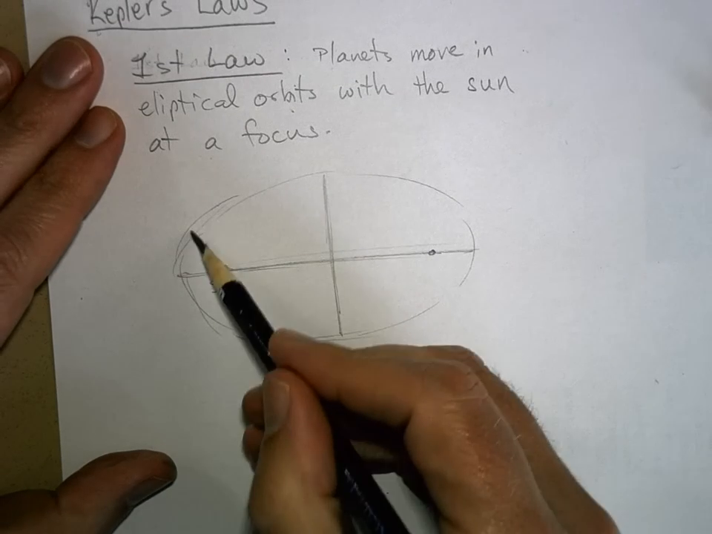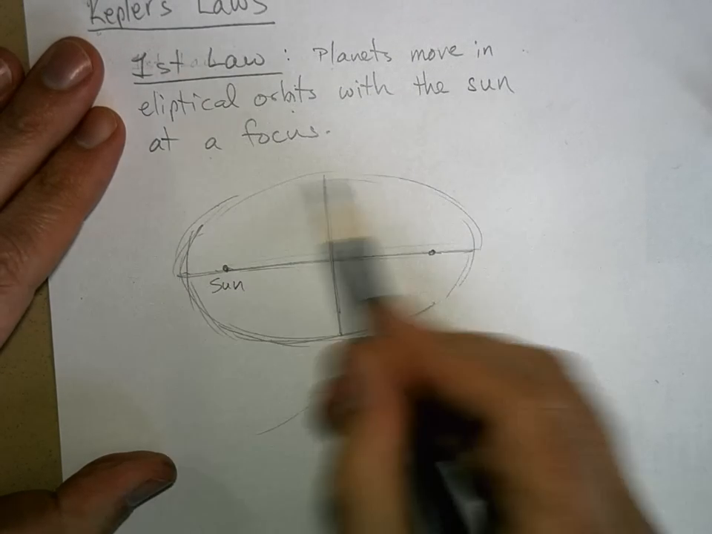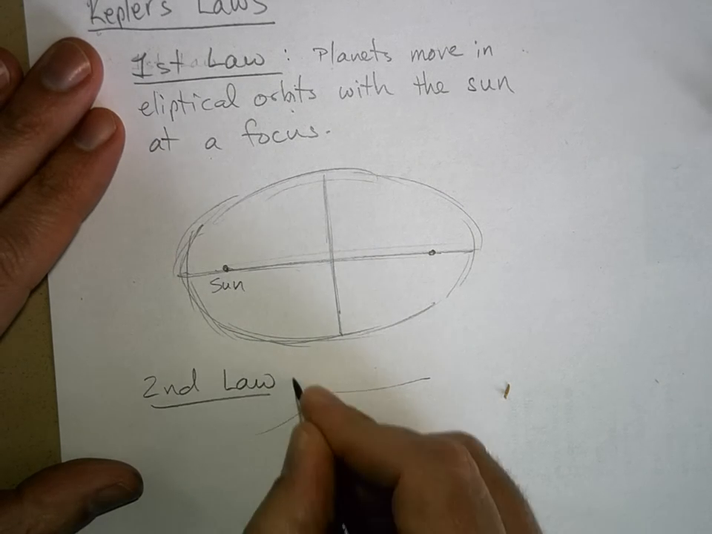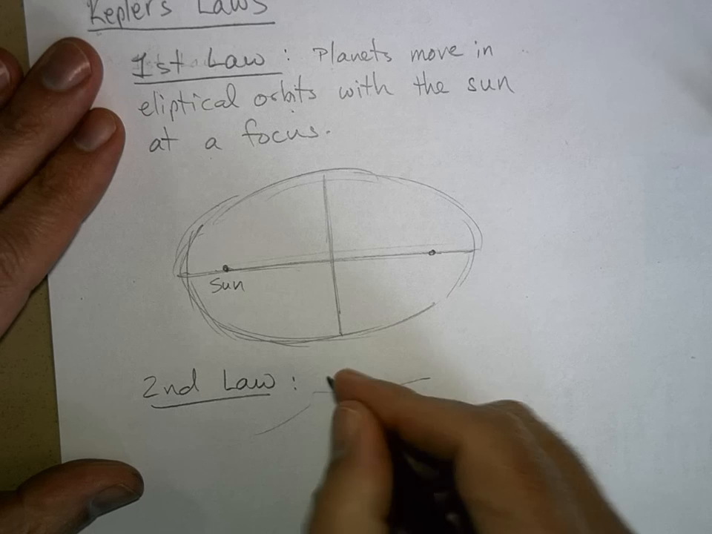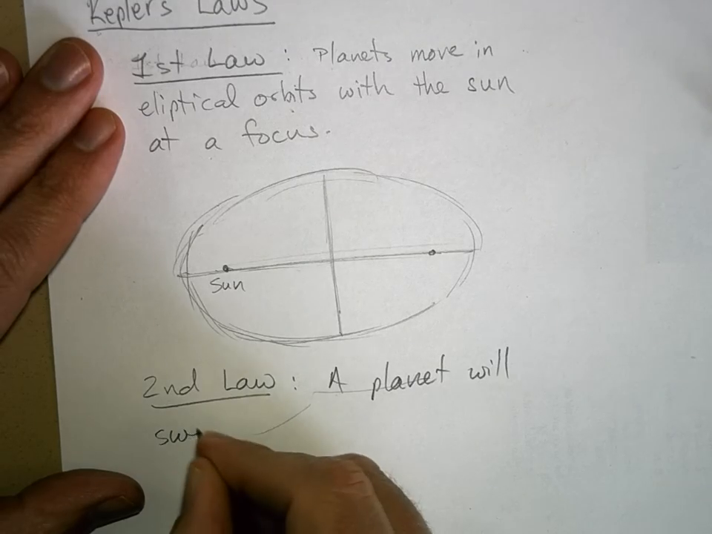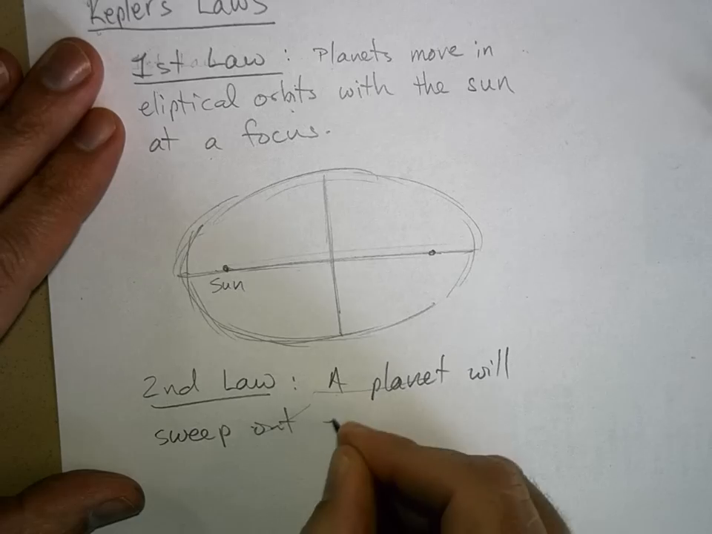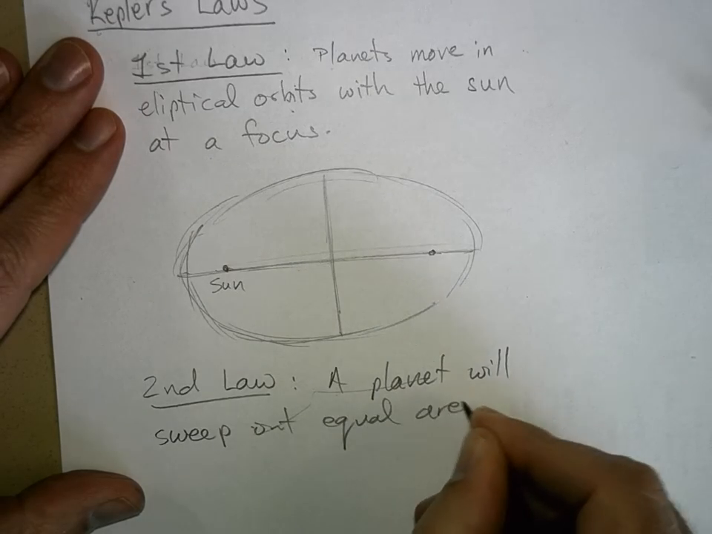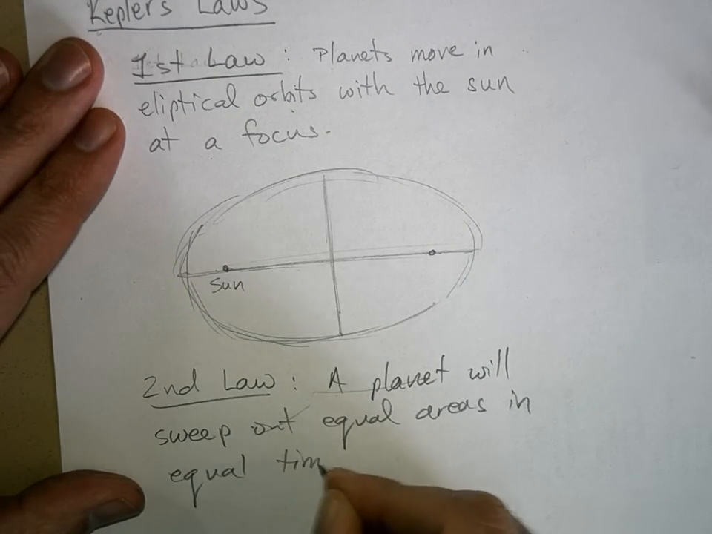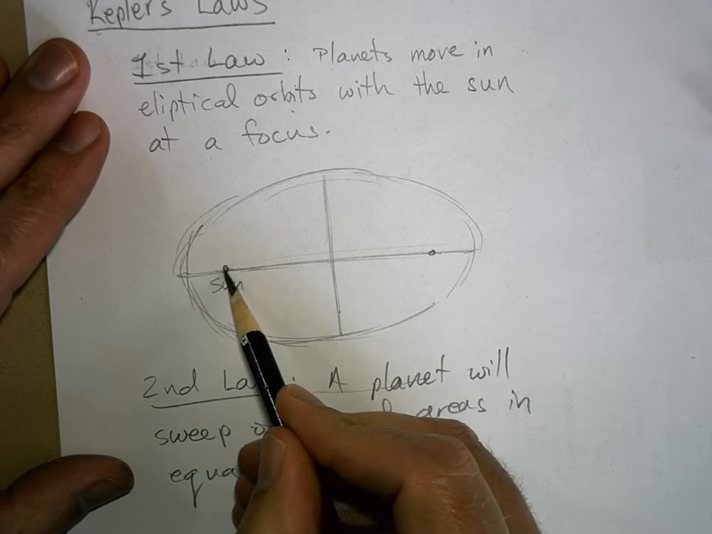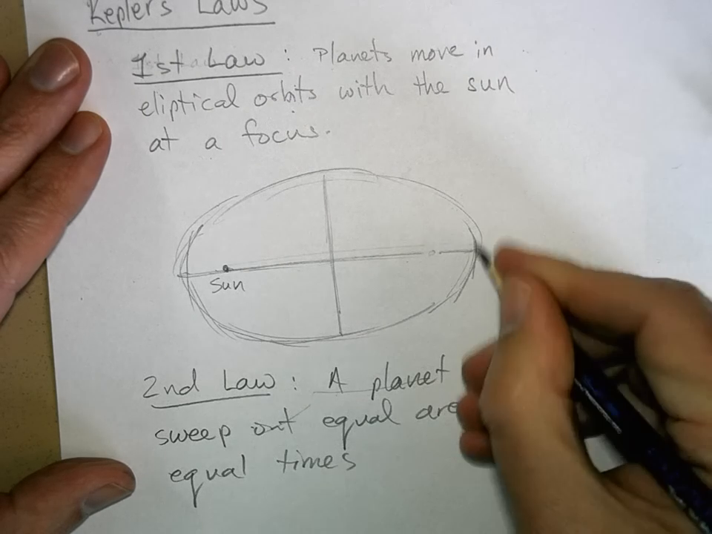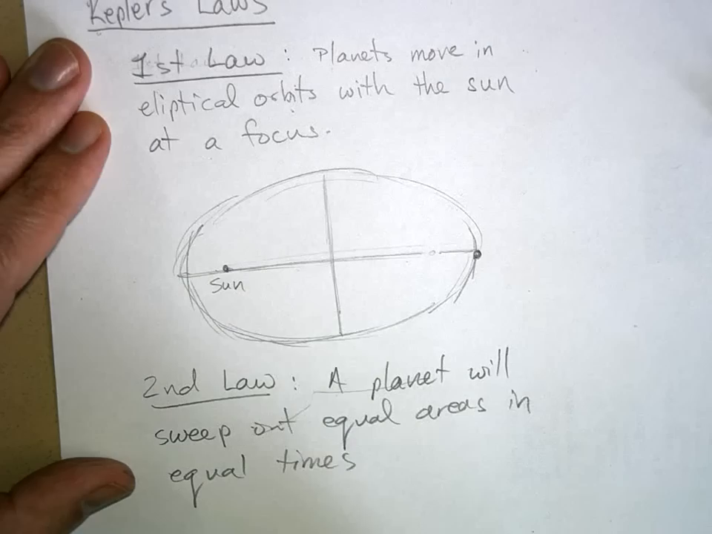And what else he said is that as the planets move around the sun, the second law basically says that a planet will sweep out equal areas in equal times. So let's say the sun's right here, and here's our ellipse. Let me erase this thing right here. And here's my satellite. Again, it could be a spacecraft, could be a planet, whatever. Here it is over here.